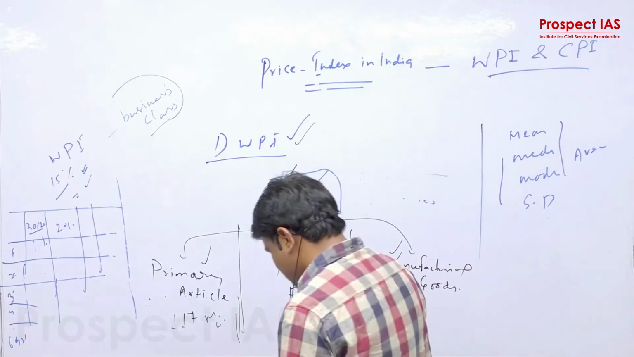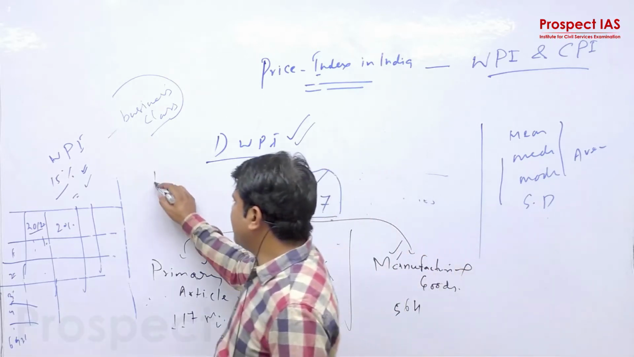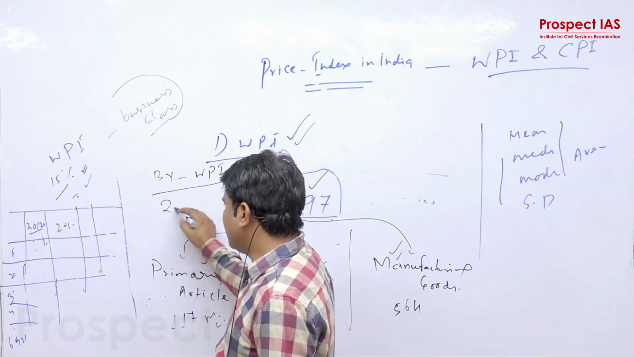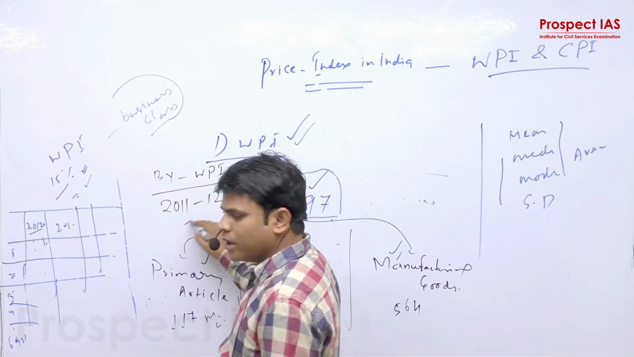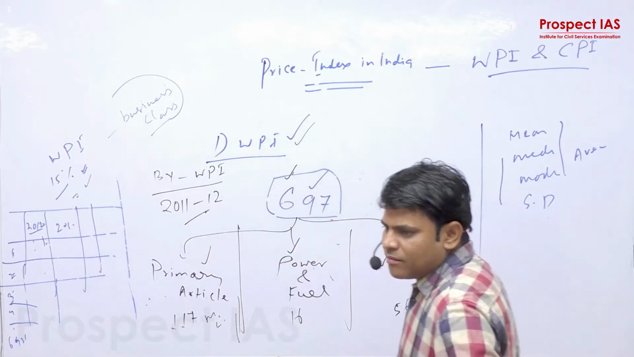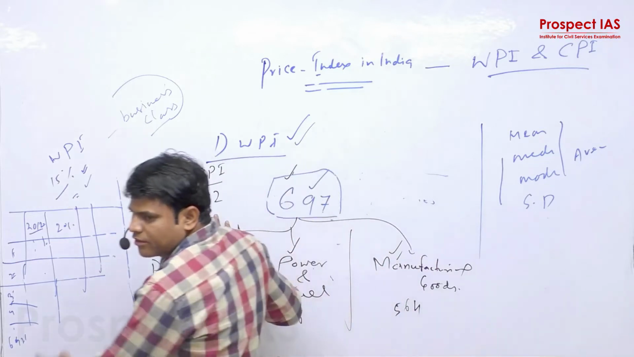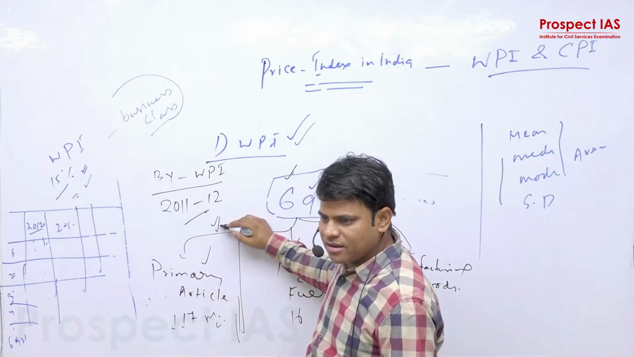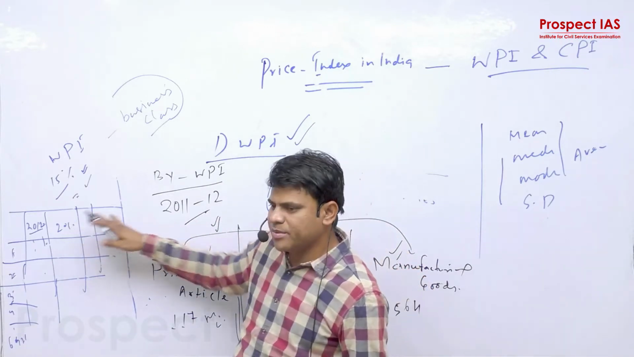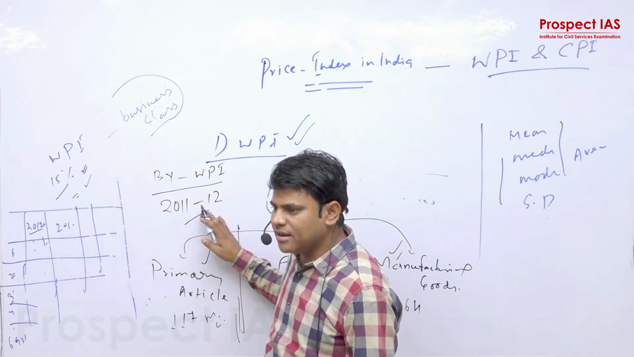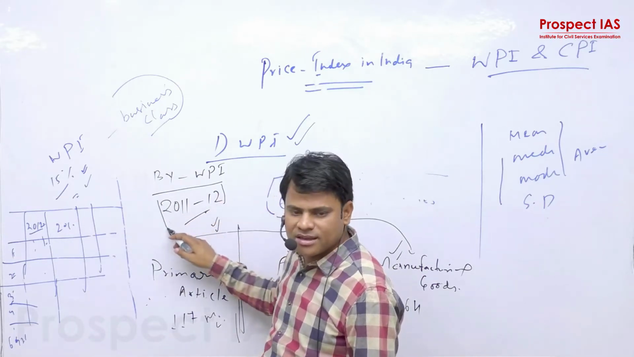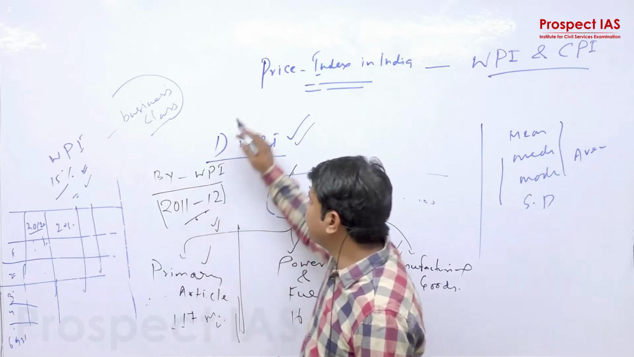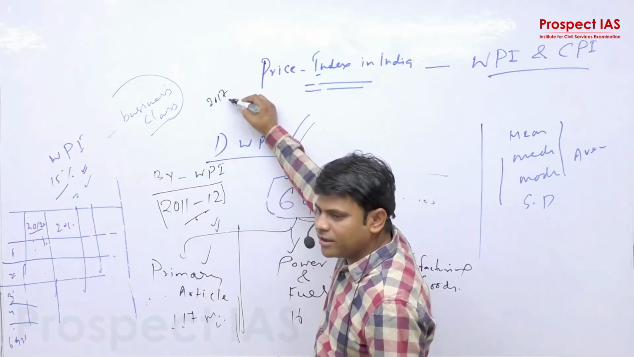The base year of WPI is 2011-12, right? So in this new series of WPI we have been recording the prices from this year onwards, right? You were asking questions just now, sir, since when have we been recording prices for this WPI series, right? So we are recording them from 2011-12, right? This is our new series of WPI that came into force in 2017 only, right?